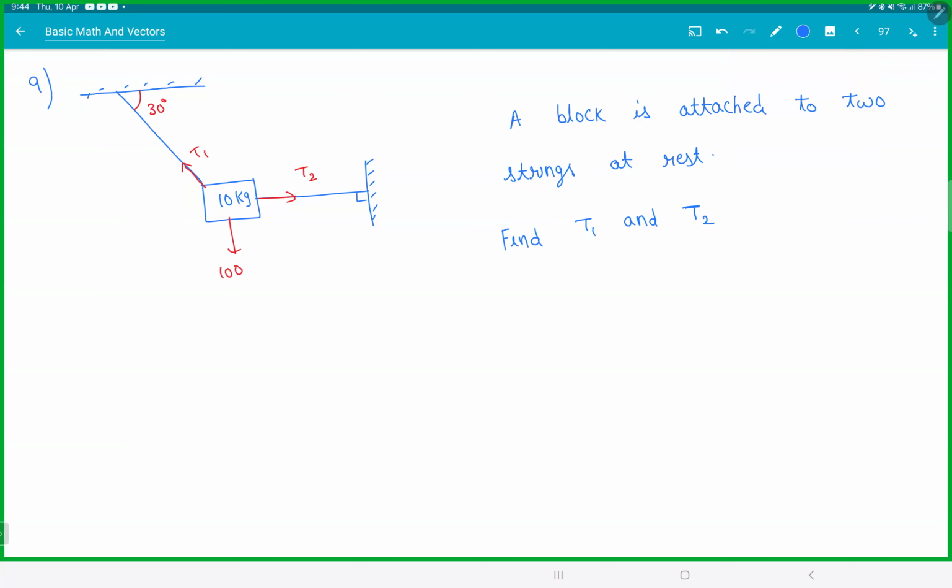Okay, we have an answer: 200 and 100 root 3. Let's see, others try. I'll give another 30-40 seconds. Let me show you one model. T1 is 200. Right over here, you got it. Right, Samyak.